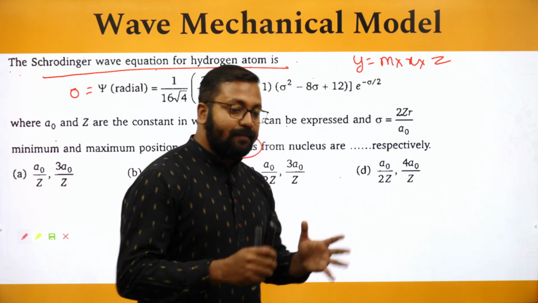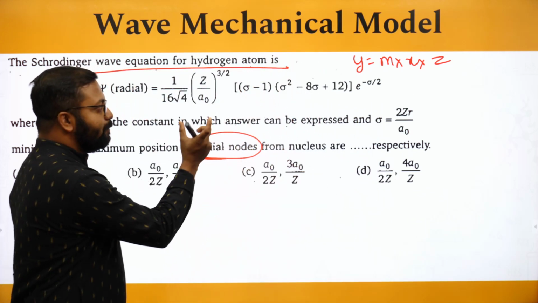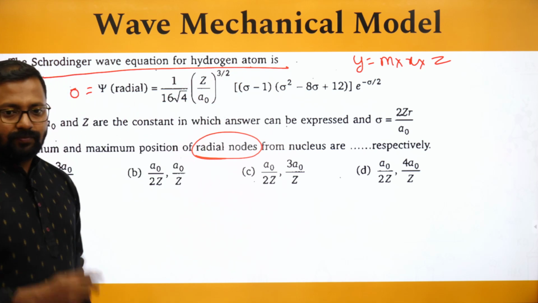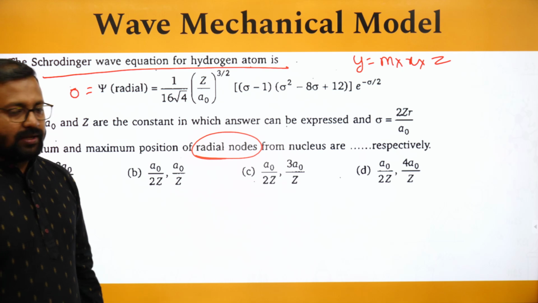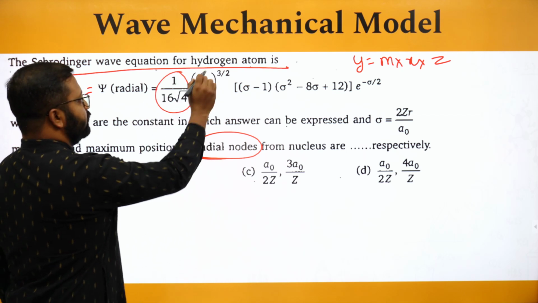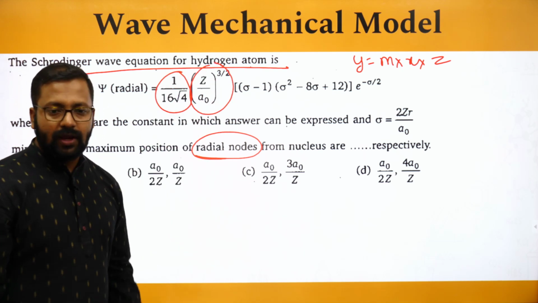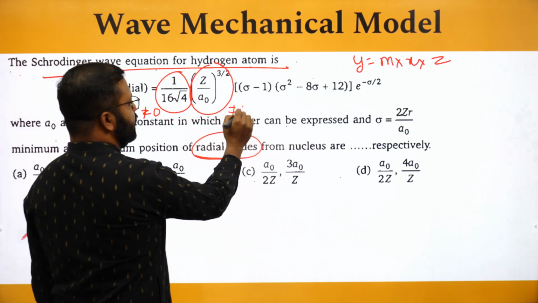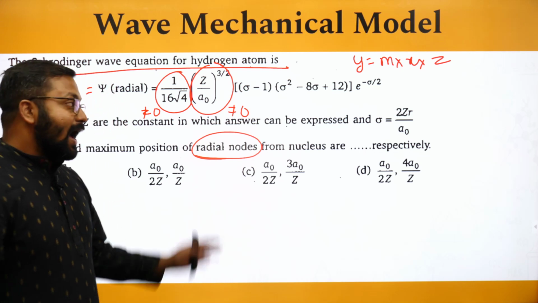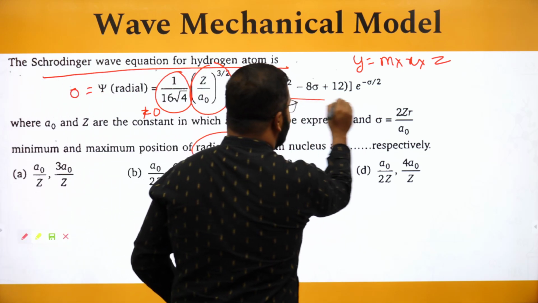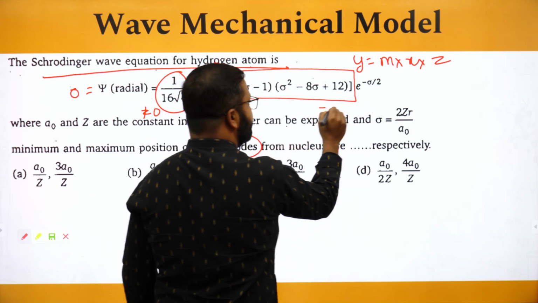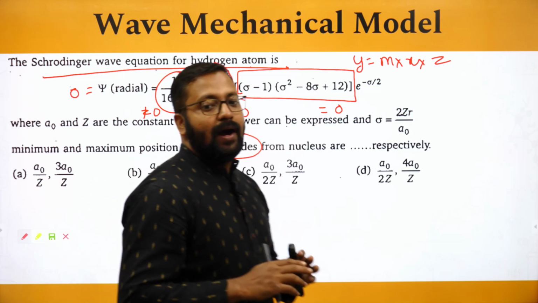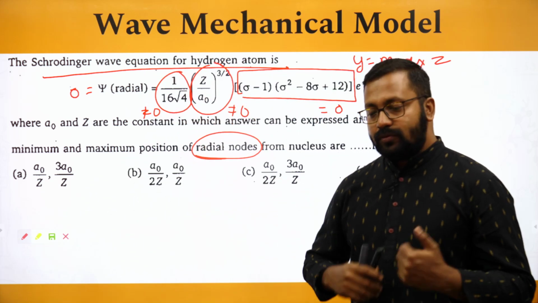Okay, if one of them has to become equal to 0, then I will apply the same logic over here. How do we apply the same logic? This is a number, this is a constant. These will never be equal to 0. But this part can become equal to 0.